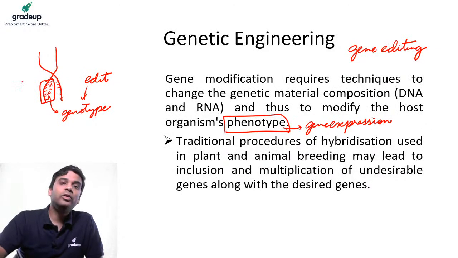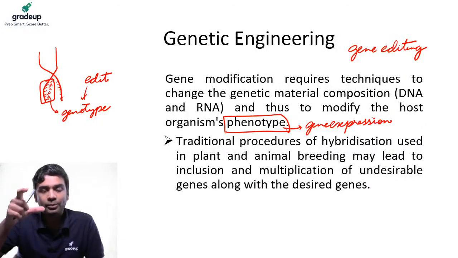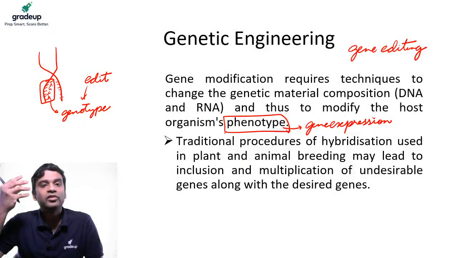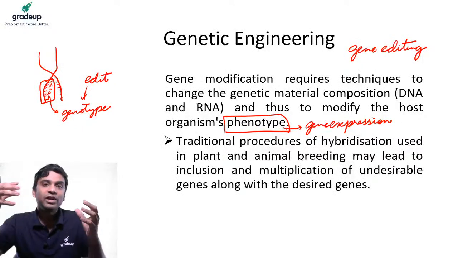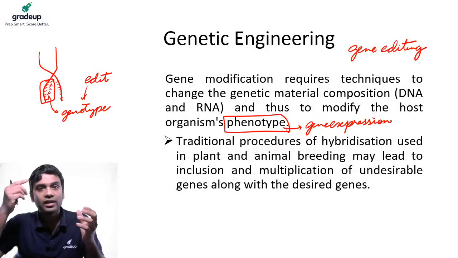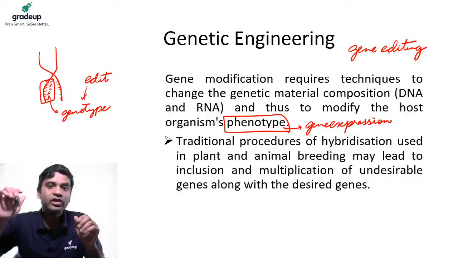Imagine this is the genotype of hair. This is the particular genotype sequence of my hair. So if I change this genotype, if I edit it with genetic engineering, and if I want long hair, thick hair, I can get that type of phenotype. That is the aspect of genetic engineering.